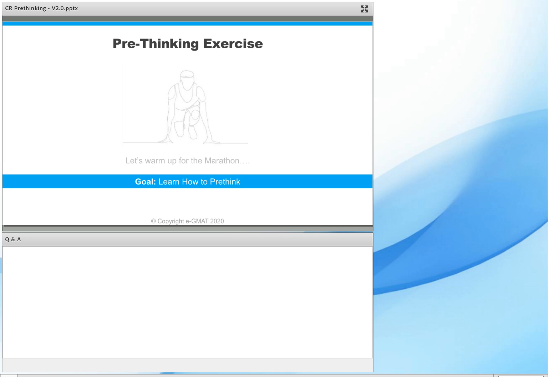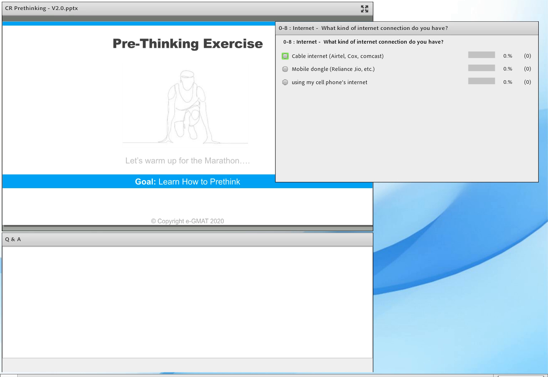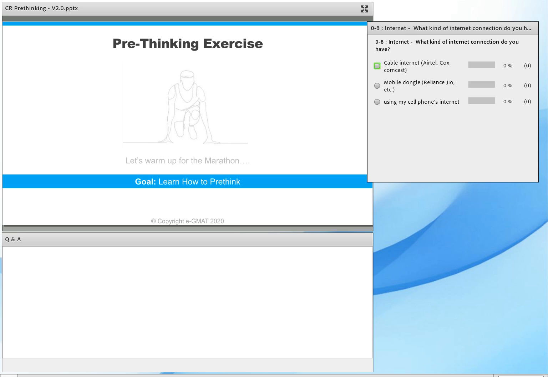Okay. Before I go there, I want to ask you one thing. What kind of internet connection do you have? The options are cable, mobile dongle. Cable internet is a cable coming to your house, either coax, DSL, or fiber optic, and then you're using Wi-Fi to distribute that. Or you're using a mobile dongle, something that you get from Verizon, Reliance, Airtel, T-Mobile, or one of those, or you're tethering using a cell phone internet.